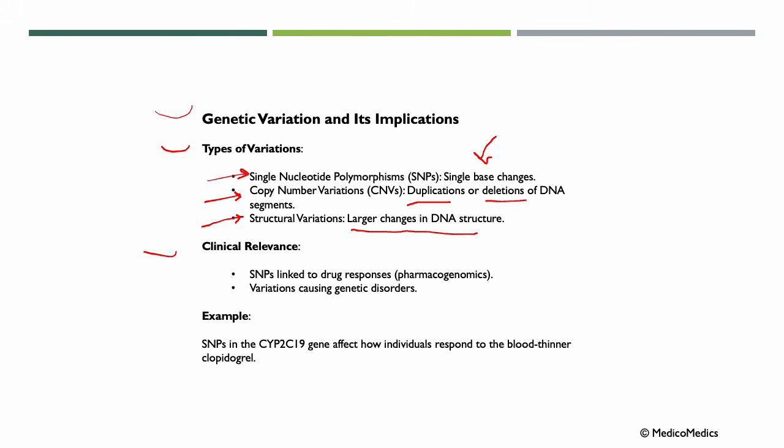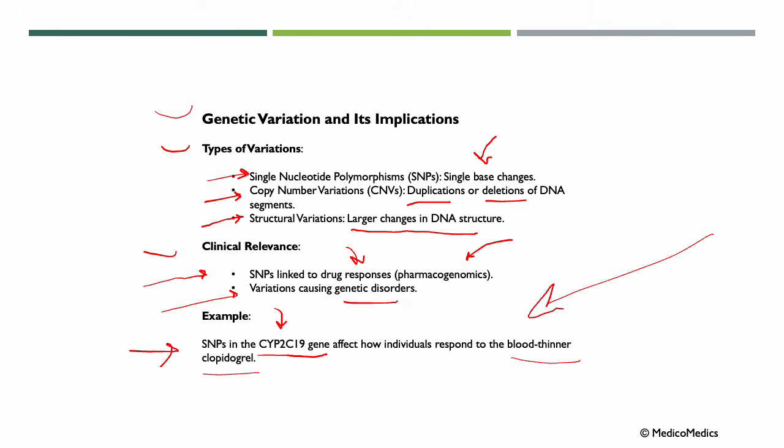Why is this clinically relevant? Well, for example, single nucleotide polymorphisms are linked to drug responses, something called pharmacogenomics, which we will talk about in an upcoming lecture. And we have variations causing genetic disorders. An example of this is single nucleotide polymorphisms in the CYP2C19 gene, which affect how individuals respond to the blood thinner clopidogrel. This is directly clinically relevant.